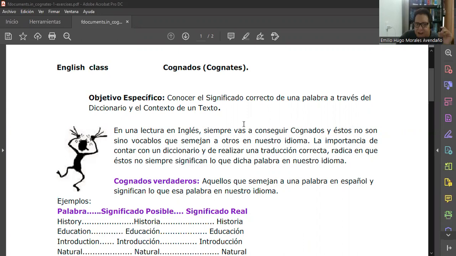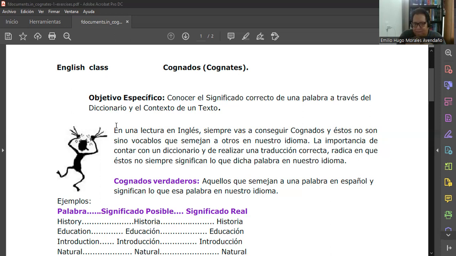In an English lecture or a lesson, or it could be a simple text or any kind of word, we're going to get cognates. And as I told you before, there are some words that are similar to others in our language. I mean, it's not only in Spanish, it's also going to be found in Italian or Romanian or Catalan or Portuguese, different languages. The importance of having a dictionary and performing a right translation implies that these words not always are going to have the same meaning as the word in our language.